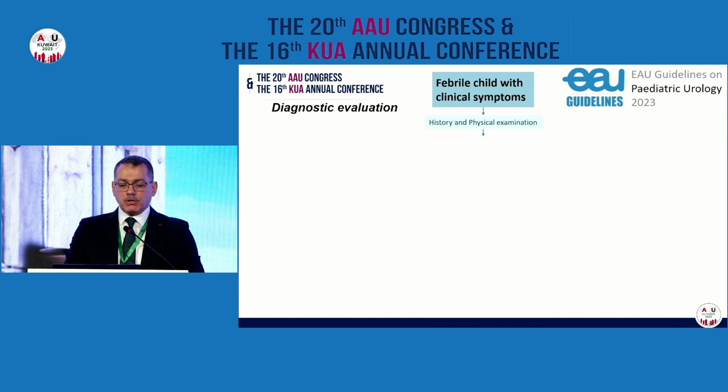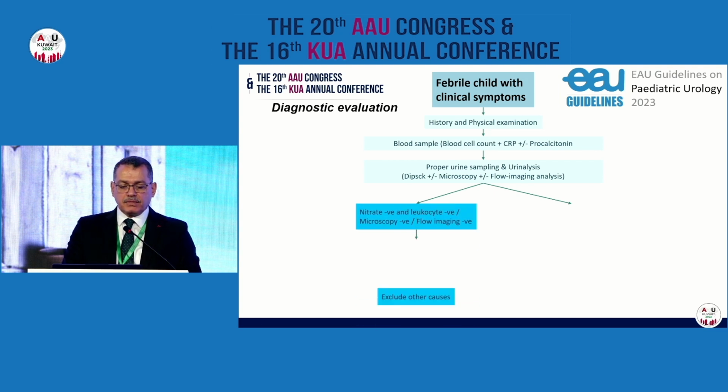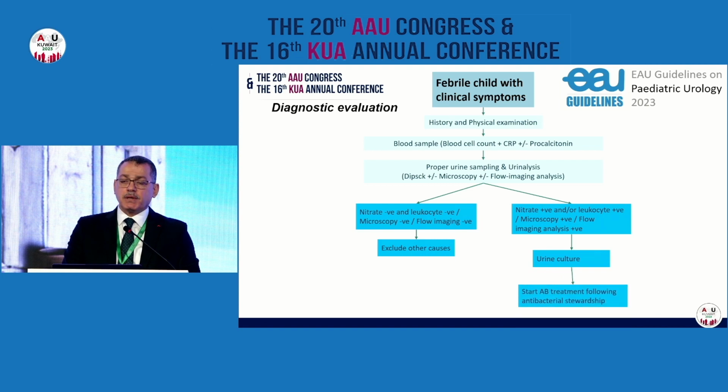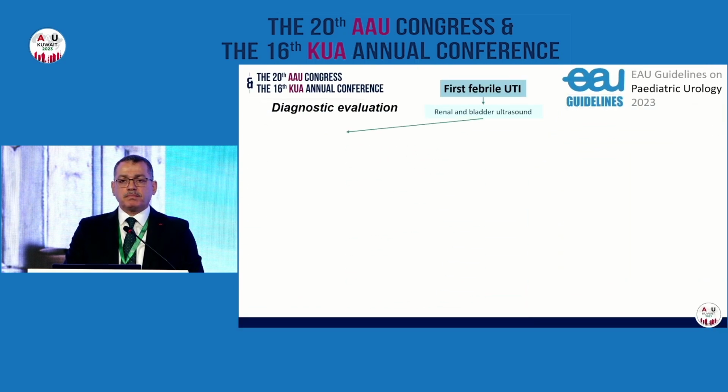So if we face a febrile patient with clinical symptoms, the first thing we should do is to rule out the presence of UTI. So we have to examine him, and may send him for a blood test and urine analysis. If it is negative, then we are dealing with a cause other than UTI. If it is positive, then it's very crucial to send the patient for culture and start the antibiotic treatment according to the antimicrobial stewardship strategy. And then we need to send those patients for renal and bladder ultrasound.